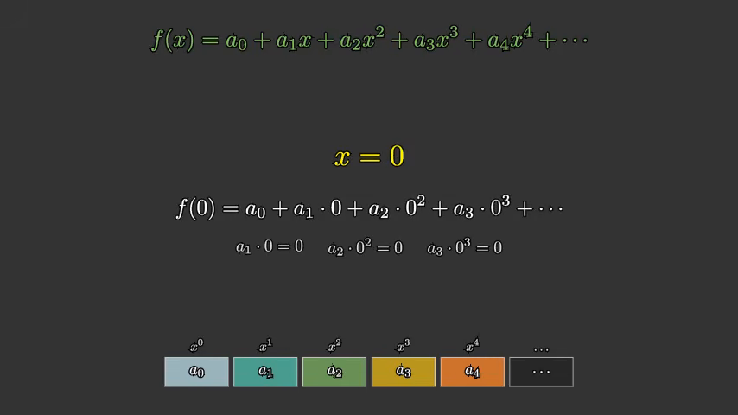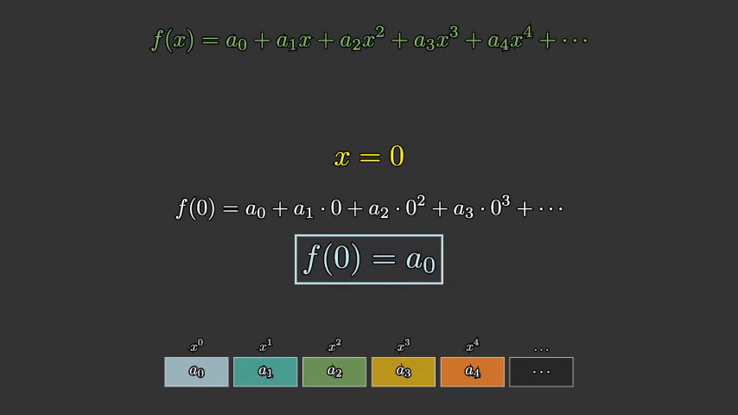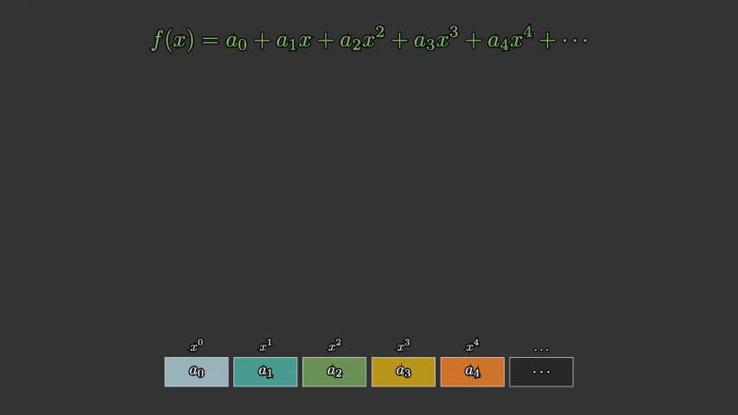Start with the easiest one. Put x equal to 0. Every term that contains x becomes 0. A sub-1 times 0 is 0. A sub-2 times 0 squared is 0. A sub-3 times 0 cubed is 0. Only the constant term survives. So f of 0 equals a sub-0. That gives the first coefficient. Now we need a way to make the next coefficient become the constant term. This is what the derivative does.